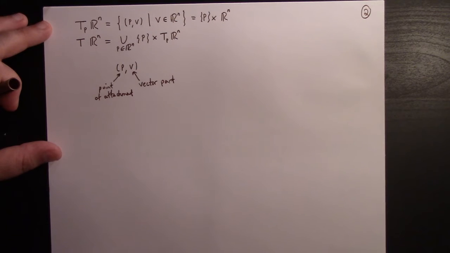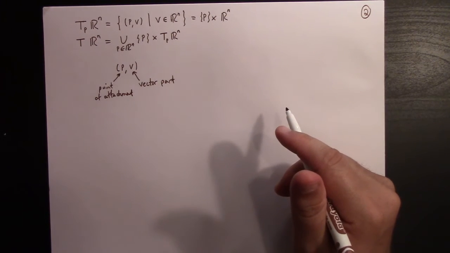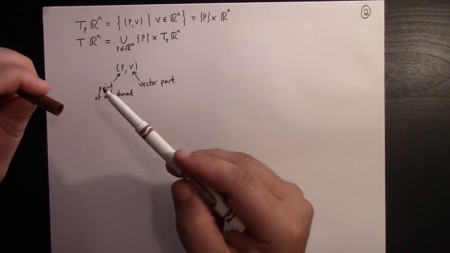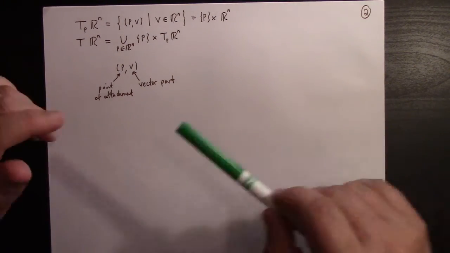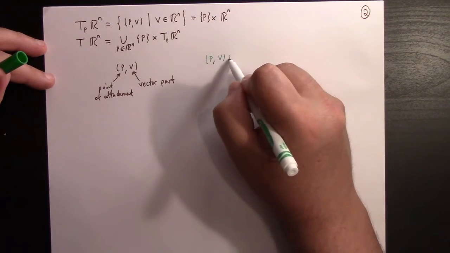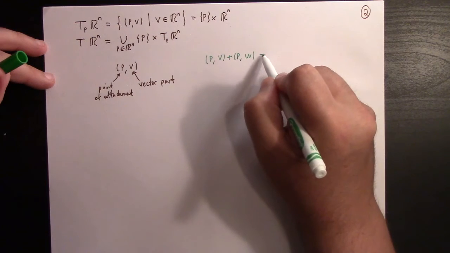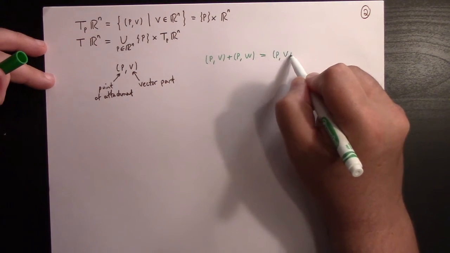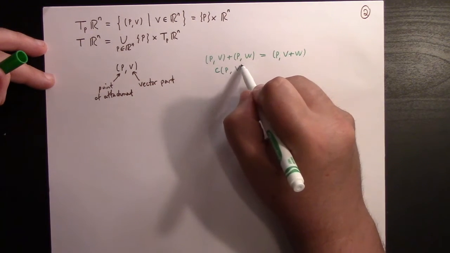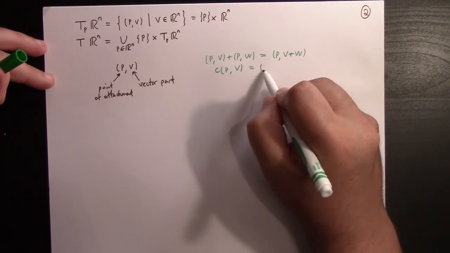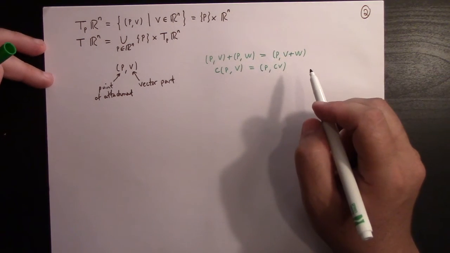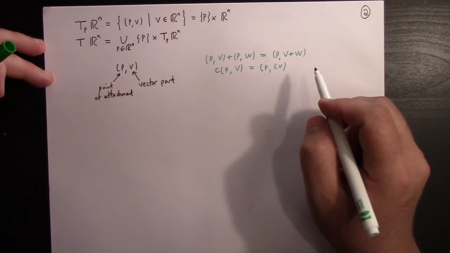All right, great. So the tangent space at P to Rn also has the structure of a vector space in a kind of obvious way. The point P just rides along. So if I wanted to say P comma V plus P comma W, you just add the vector parts. That's the vector space structure here. If you want to do a scalar multiple of a vector attached to the point P, you just scalar multiply the vector part. So there's your definition of the vector space structure on the tangent space.